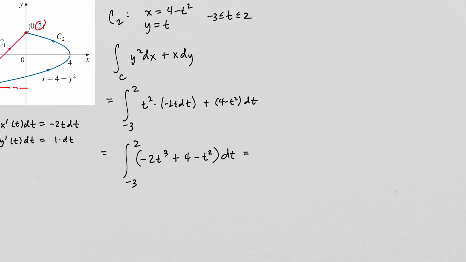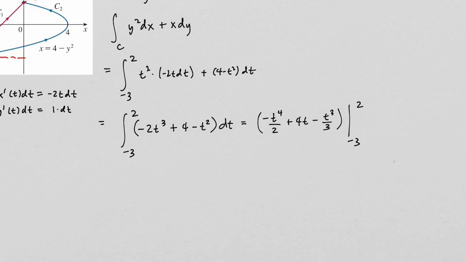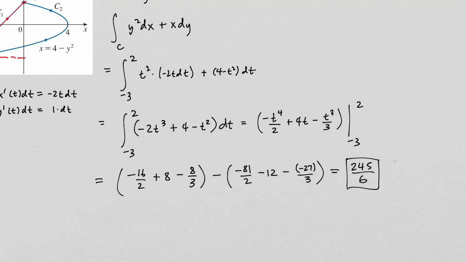And now we'll go ahead and do the integration. So -2t to the 4th divided by 4 is -t to the 4th over 2 plus 4 times t minus t cubed over 3. And now we're going to evaluate that from -3 to +2. And then we'll go ahead and plug all this in off camera. And the final result here is 245/6.